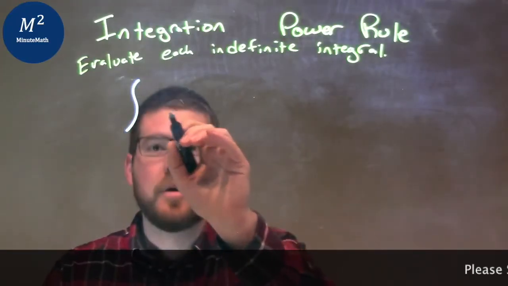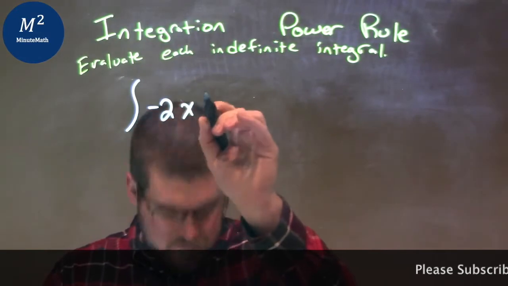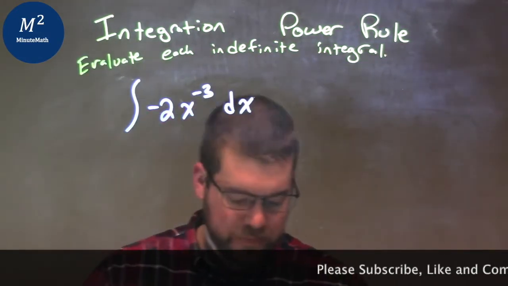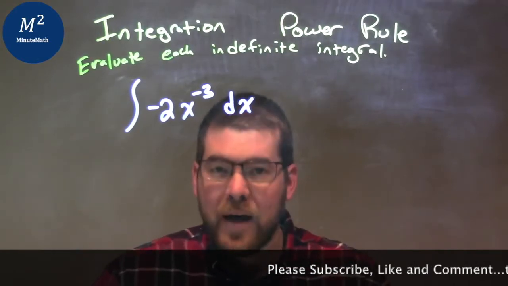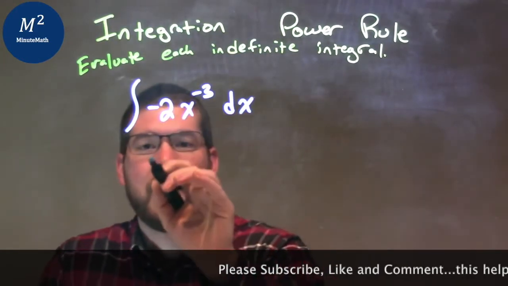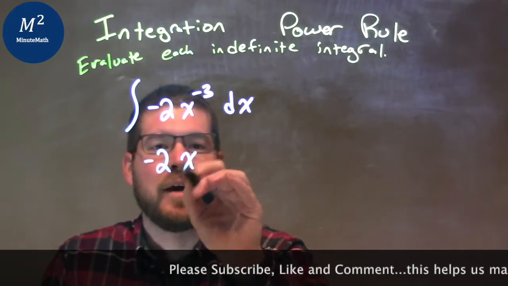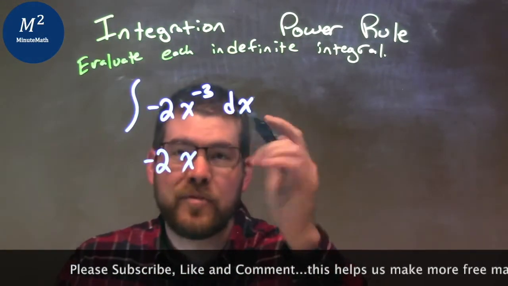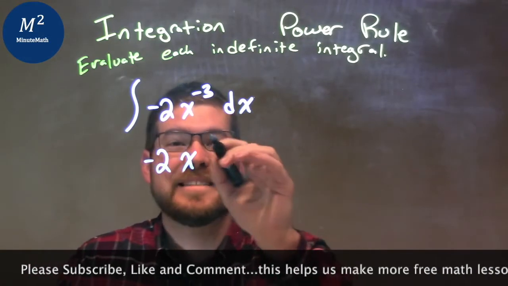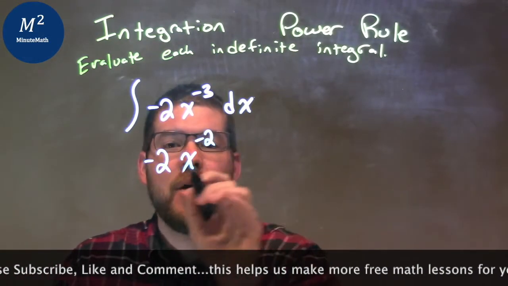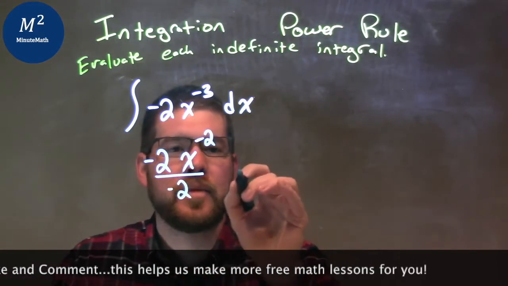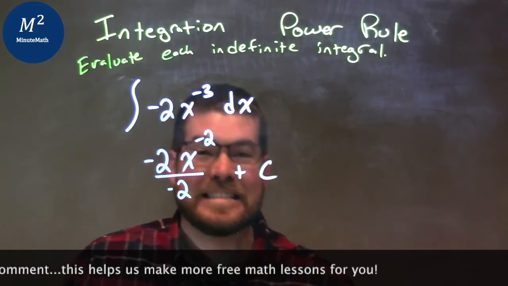Integral of negative 2x to the negative third power dx. Okay. Well, to evaluate this using the power rule, I'm going to keep my constant out front, right, the x, but I'm going to raise this exponent by 1. So negative 3 plus 1 is a negative 2. We need to divide by that exponent again. So negative 2 up here, negative 2 down here, and don't forget the plus c.